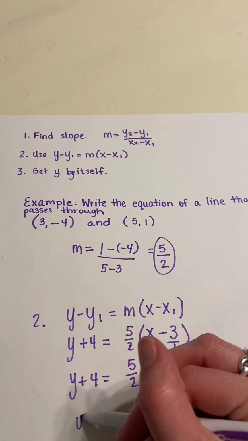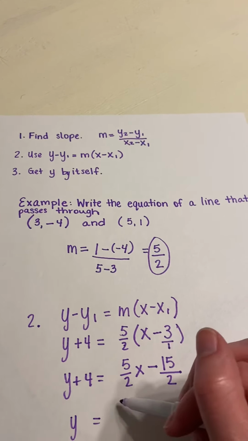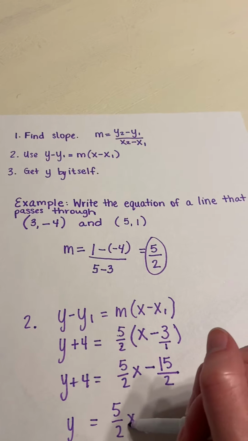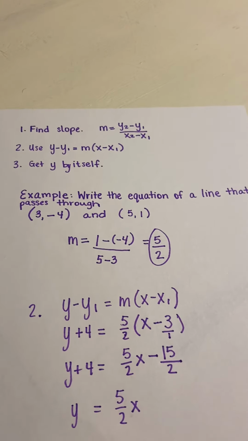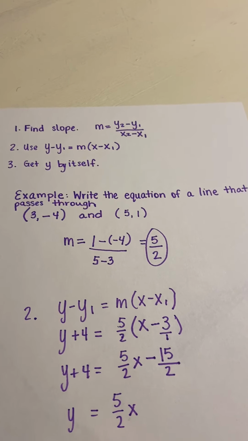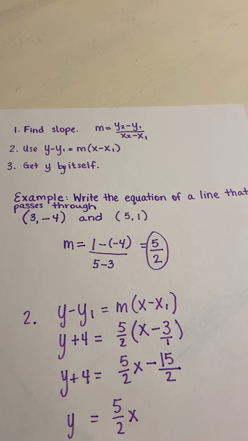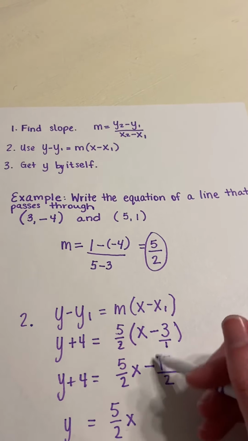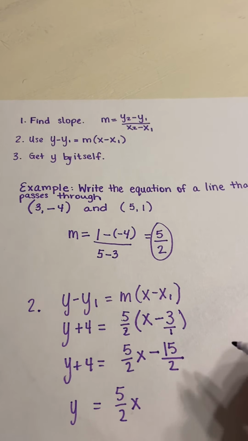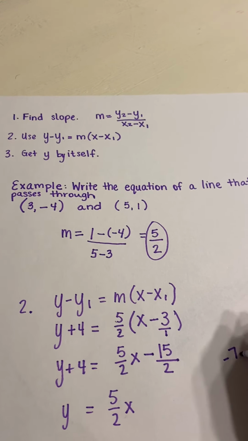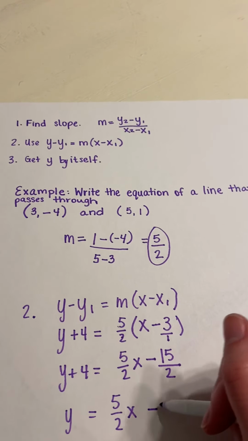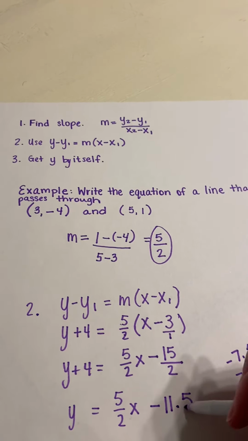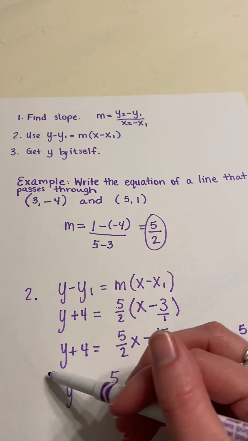Subtract this 4 from both sides. We have 5 halves x, negative 15 halves minus 4 more. If you combine that, negative 15 over 2 is the same thing as negative 7.5. If we subtract 4 more from that, we now have negative 11.5. Okay, and that's our equation.